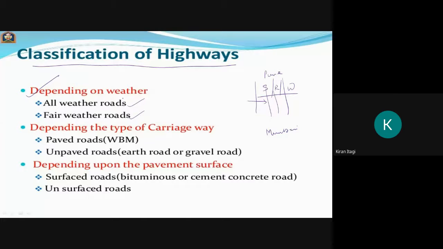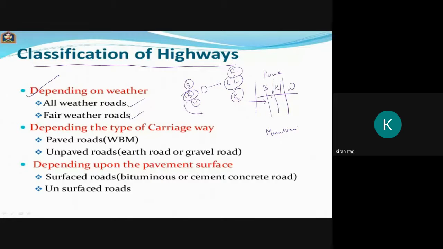So that one we will call an all weather road. Fair weather road means, you are traveling from Delhi to Leh Ladakh, or Kedarnath, or some other hill stations in Kashmir. You can travel in summer, and in a few months of winter, but it will be highly risky in the rainy season and also in late winter, because in the rainy season there will be heavy rains.